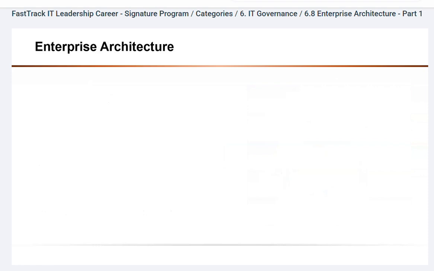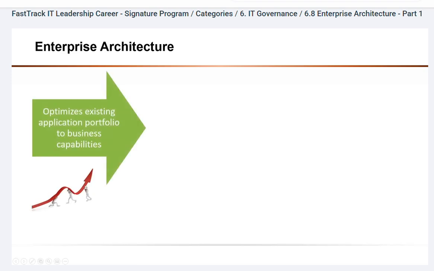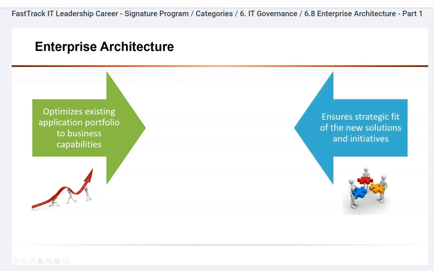So in a nutshell, if you have to summarize what enterprise architecture is, you can look at it as two aspects. One is enterprise architecture optimizes the existing application portfolio to business capabilities. So this is all about existing applications. And then the next thing is it ensures strategic fit for the new solutions and initiatives. So rather than saying, okay, for everything the business is asking, there is always some kind of evaluation done. Is there a fit for the current needs and future needs, all those things we discussed.